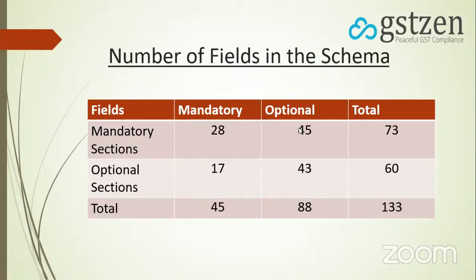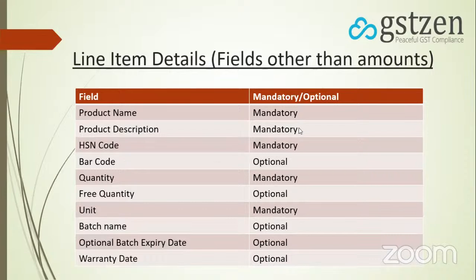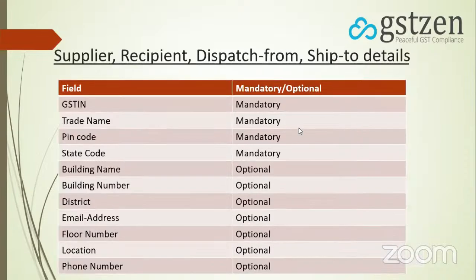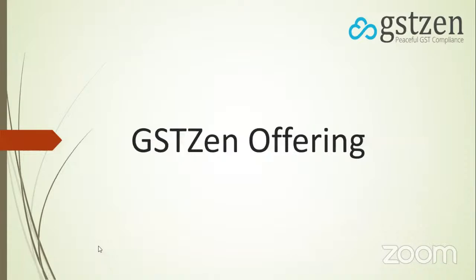Within each mandatory section, you will also have mandatory fields. Let's look at one such thing. If you are looking at supplier, supplier details are mandatory, but not all fields within this section are mandatory. Let's look at all these fields. In case of a supplier, the GST number, the trade name, PIN code, and state code are all mandatory, but the rest of the information you can choose to provide or you can leave it blank. So these are optional. We do not need to go into detail.